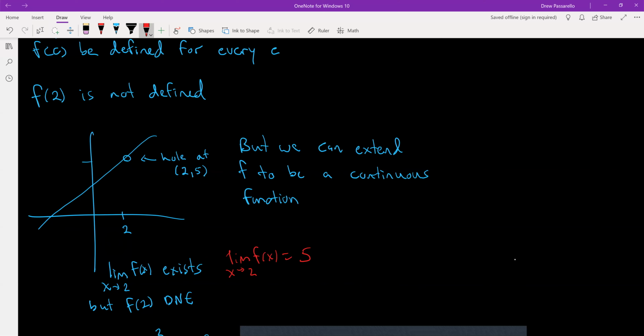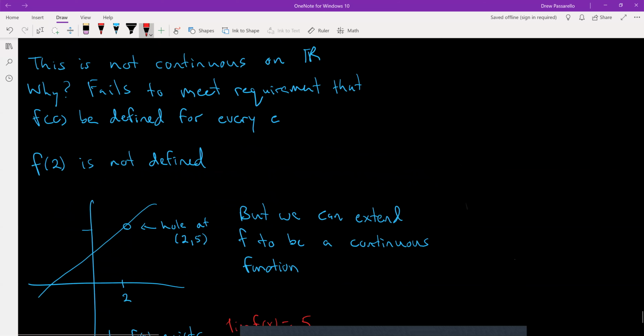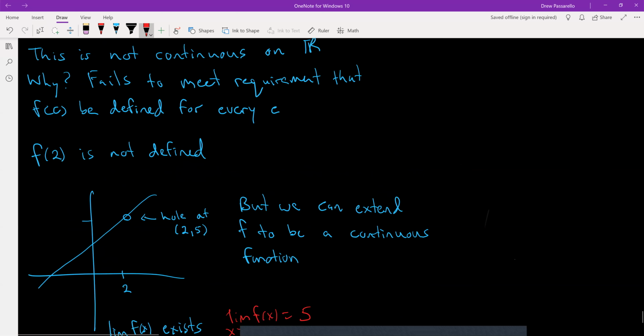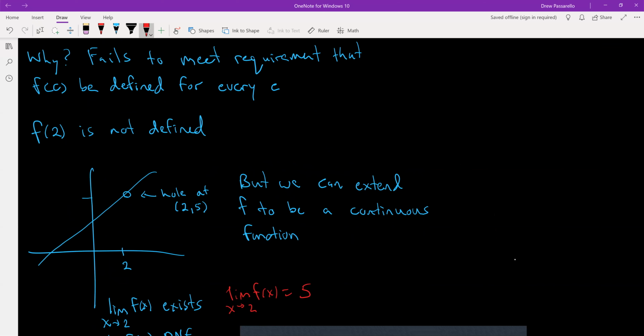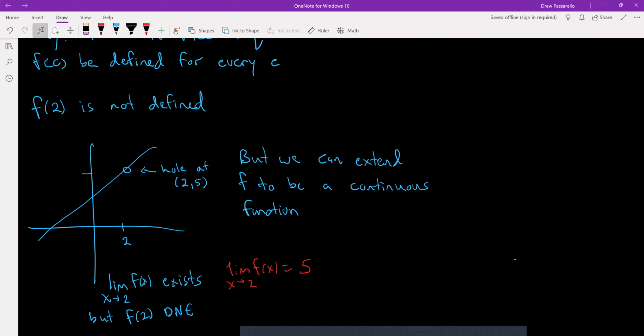So the question is, we have this function. It's not continuous at every number because it's not continuous at the value 2. That's because f of 2 is not defined, because there's a hole in the graph at x is 2. But yet we do have that the limit of f of x as x approaches 2 exists, and looking at it, we could say the limit actually is 5.